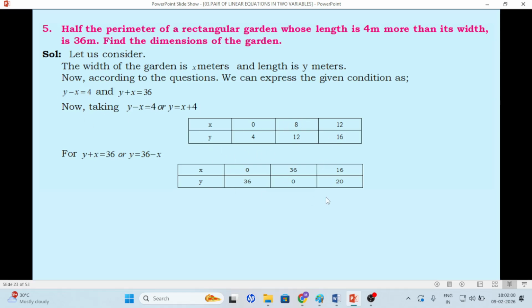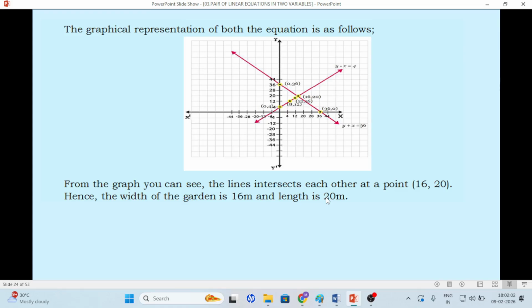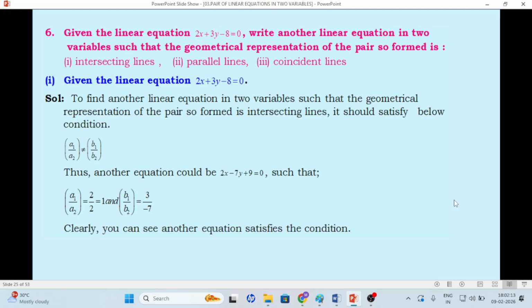Accordingly, we are going to consider the points, and then we are going to draw the lines. First locate the points on the graph and then draw the lines passing through those points. So the intersecting point is considered the solution. See that these are intersecting lines, parallel lines, coincident lines.